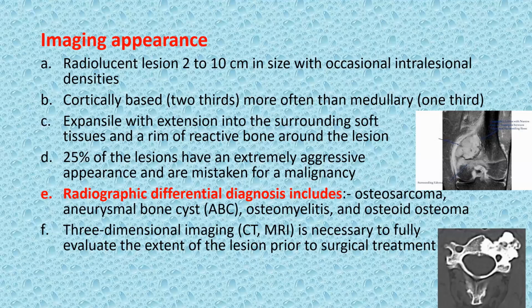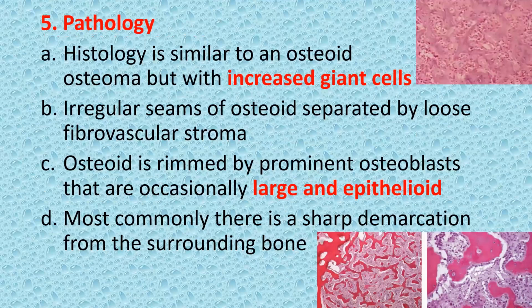The histology is similar to an osteoid osteoma, as I bored you with it, but there are increased giant cells. You have irregular seams of osteoid separated by loose fibrovascular stroma. The osteoid is rimmed by prominent osteoblasts that are occasionally large and epithelioid, and most commonly there is a sharp demarcation from the surrounding bone. In other words, it tells you more or less that it is towards the benign side and not very aggressive.